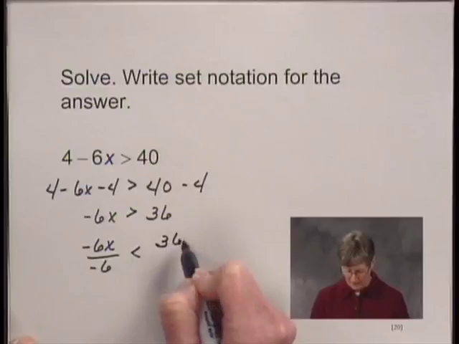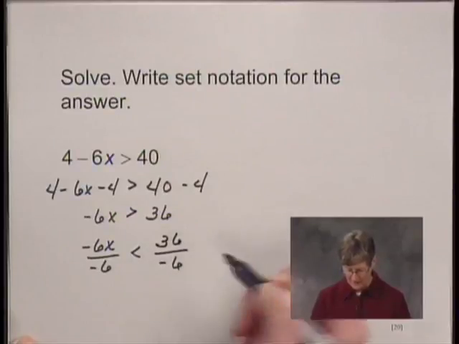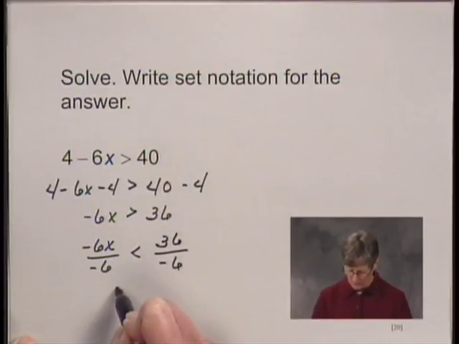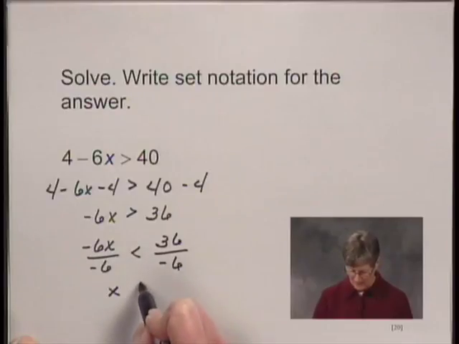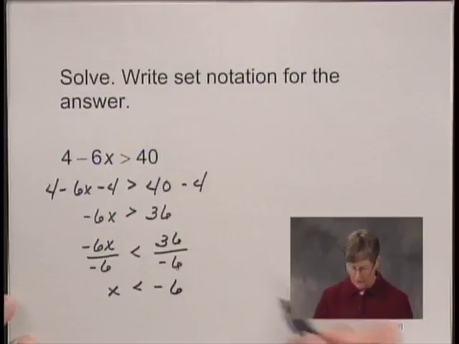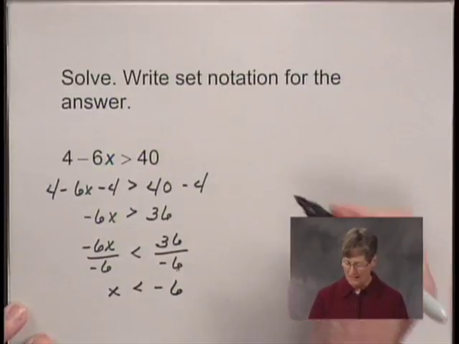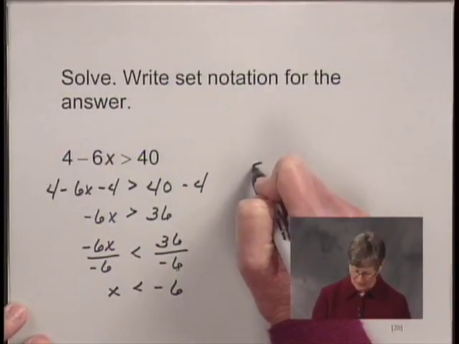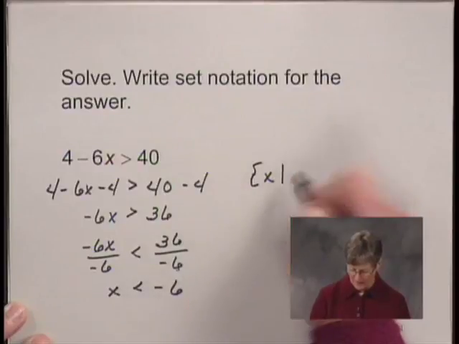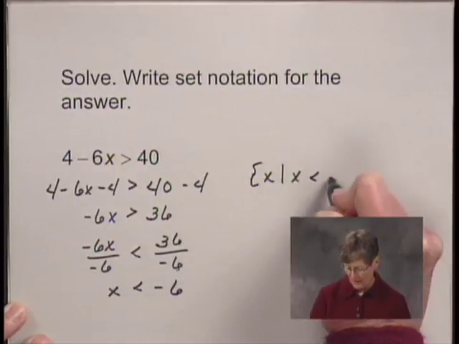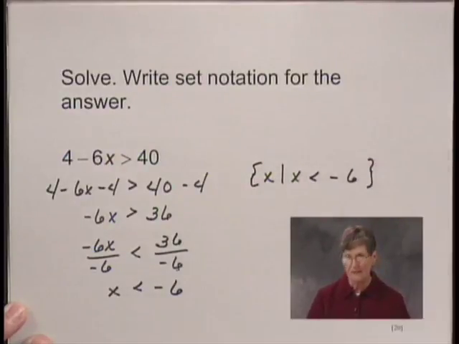And then on the right, I have 36 divided by negative 6. So the result on the left is just x, and it's less than 36 divided by negative 6, which is negative 6. So writing set notation for the answer, we would say that the solution set is the set of all x such that x is less than negative 6.